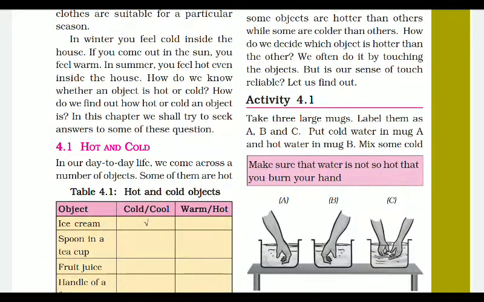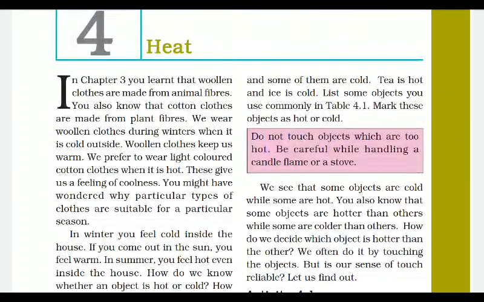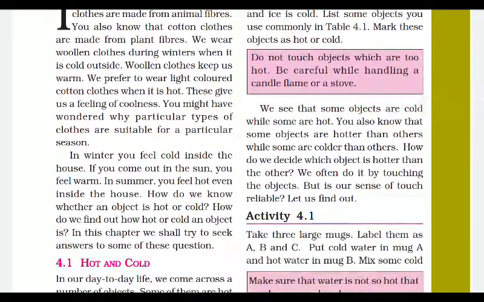In our day-to-day life we come across a number of objects. Some of them are hot and some of them are cold. Tea is hot and ice is cold, so you can list certain objects which are cold and some which are hot. Some objects are hotter than others while some are colder than others. So how do we decide whether an object is hotter or colder? Obviously, when you touch it, we can find out whether the object is hot or cold.